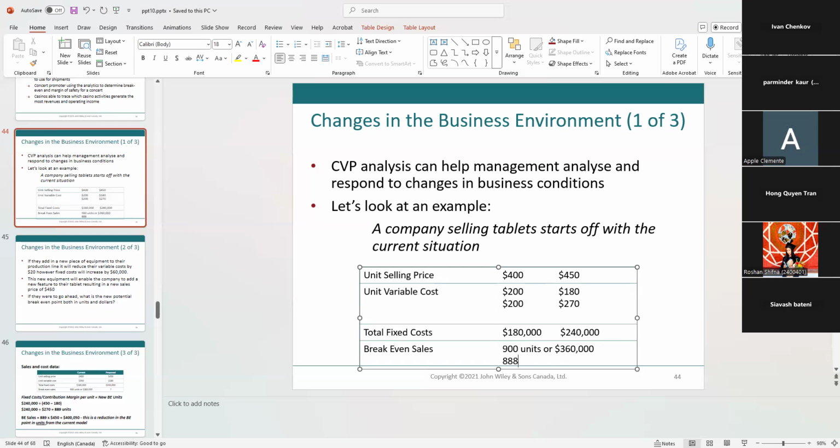So where will be the total sales? More than 360 or less than 360? Just by looking at the numbers. Less than. Why? Because we're selling fewer products. Do you understand this? If I'm reaching the break-even point earlier, I need fewer sales to reach the break-even. If I'm reaching the break-even point later, I need more sales. Make sense?